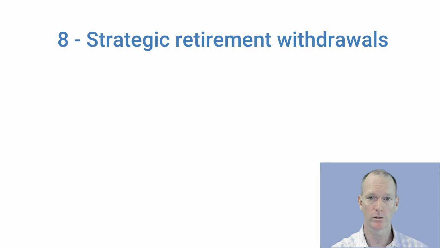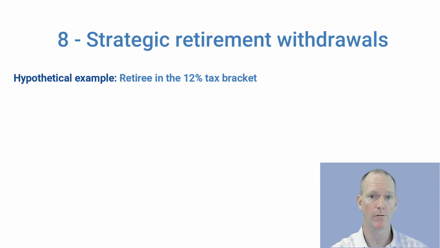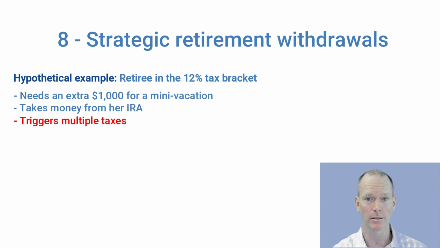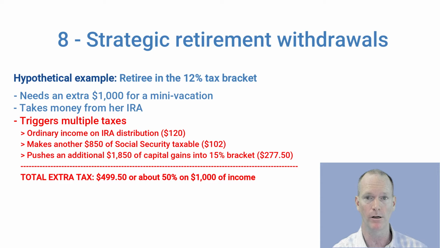I've seen multiple instances of clients who are in the 12% tax bracket who need just an extra few $100 or a few $1,000 for something during retirement, and they end up pulling it out of, say, their traditional IRA. But even though they're in the 12% tax bracket, the math works out that the marginal tax on, say, that extra $1,000 that they pull out triggers taxes on the order of 50% of the amount they pull out. So they went from a 12% marginal rate to a 50% marginal rate because they didn't use a proper withdrawal strategy.